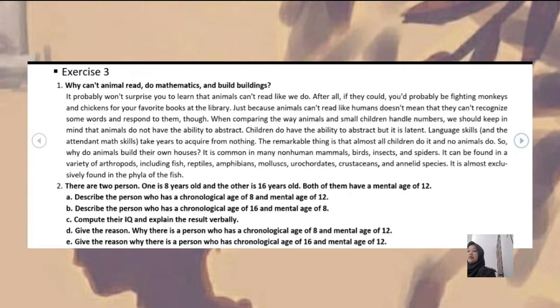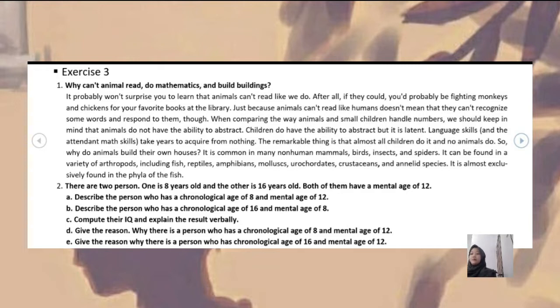Exercise 3. Why can't animals read, do mathematics, and build buildings? It probably won't surprise you to learn that animals can't read like we do. After all, if they could, you'd probably be fighting monkeys and chickens for your favorite books at the library. Just because animals can't read like humans doesn't mean that they can't recognize some words and respond to them too.